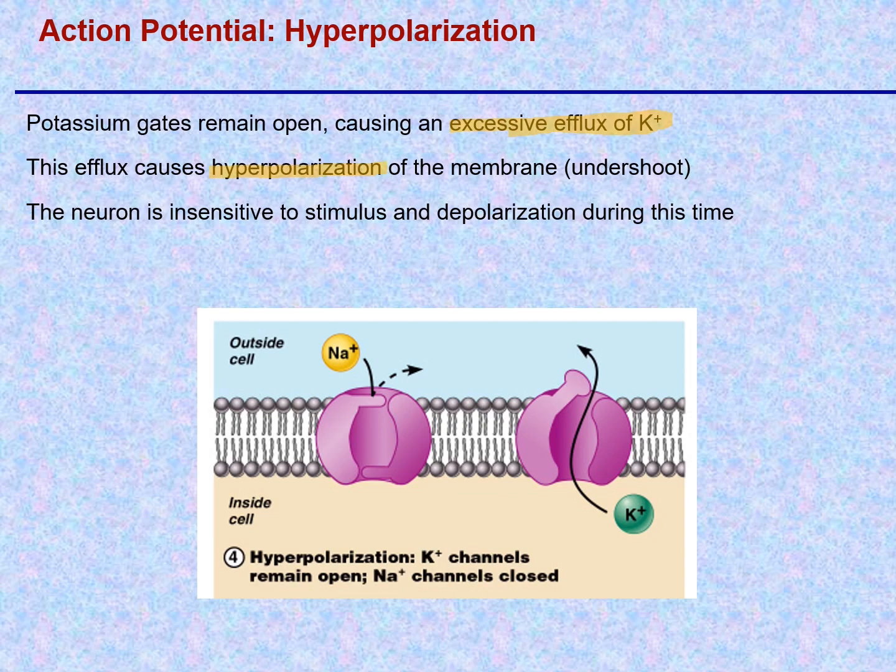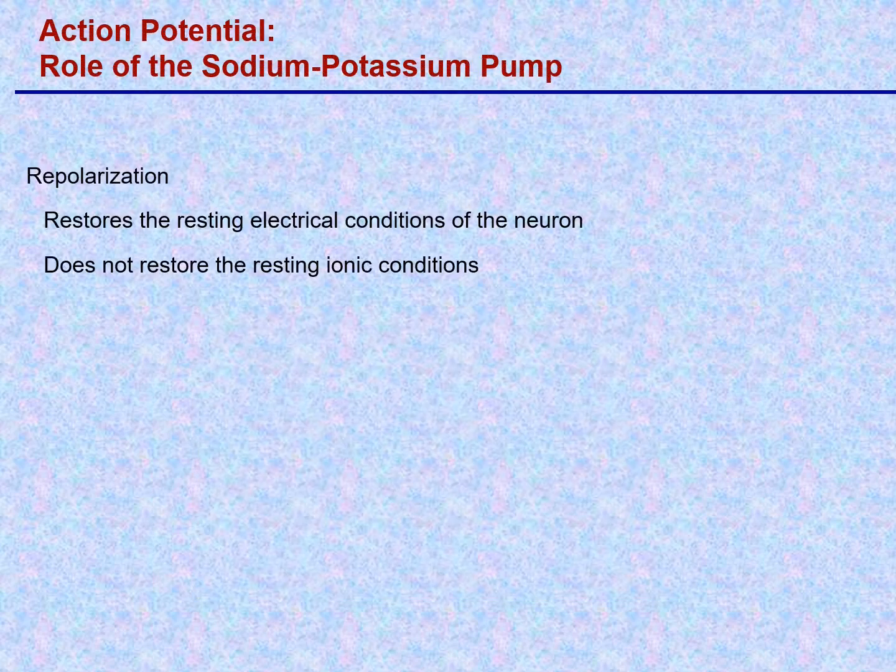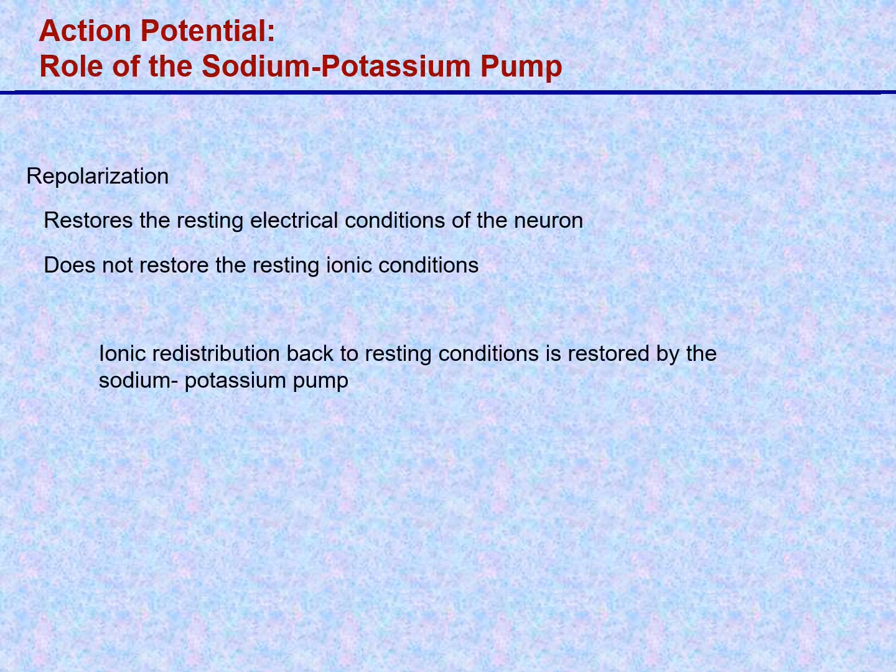During all this time, by the way, you can't stimulate the neuron again to depolarize back to threshold and generate another action potential. It's insensitive to any stimulus at this point. Anyhow, now it's hyperpolarizing, so there's a hyperpolarization phase or period, and then finally it goes back to the normal resting membrane potential because of the action of the sodium-potassium pump.